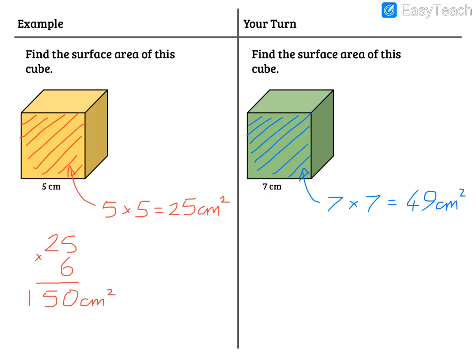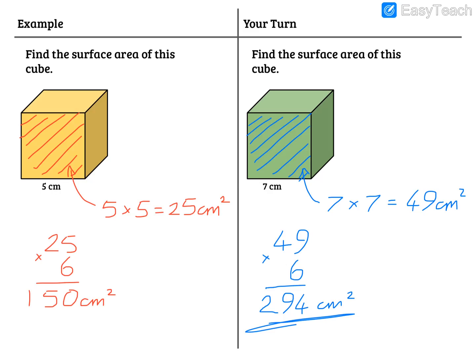So that means this time we're going to have to do 49 multiplied by 6, because all of the faces are the same. And when I do that, I'm going to get 294, I reckon, centimetres squared. So for these questions, we might want to grab a calculator. 294 centimetres squared is the surface area of this cube. We found the area of each of those faces and we added them all together.